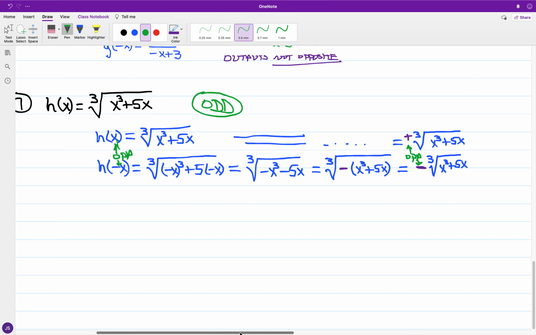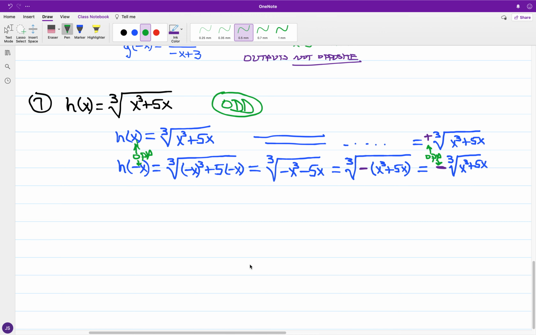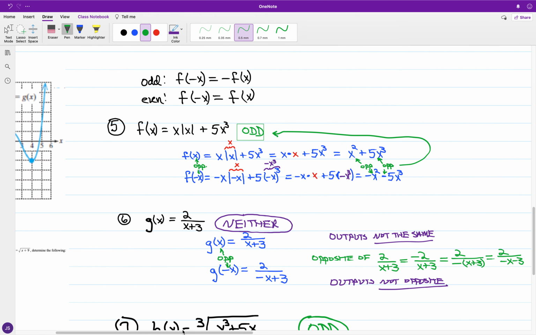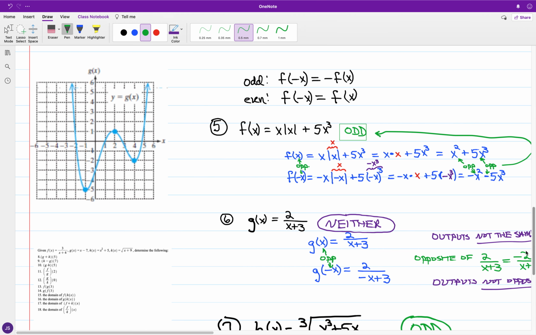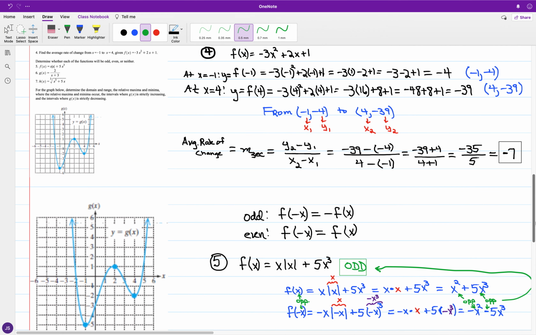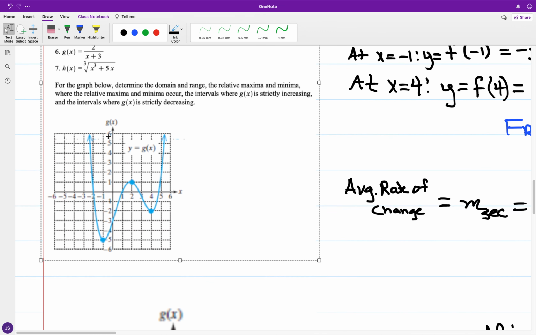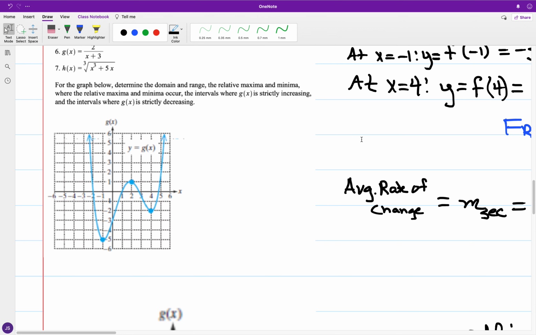All right. Now for the next item, we have a reference to the graph and its various components. It says for the graph below, determine the domain and the range, as well as the relative maxima and minima. Now, in terms of the domain and the range, the domain is going to be in reference to the x values.